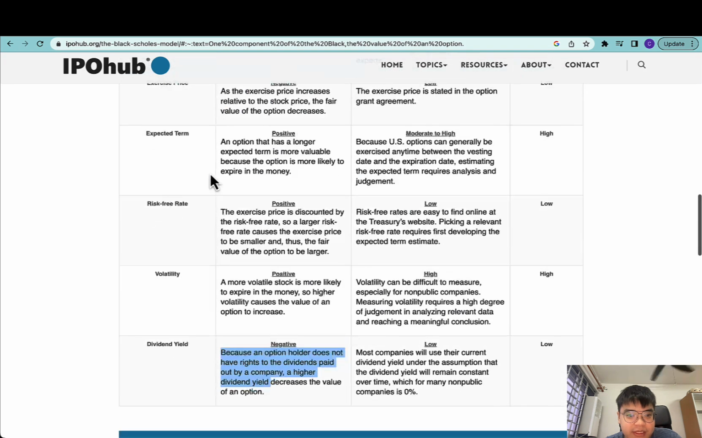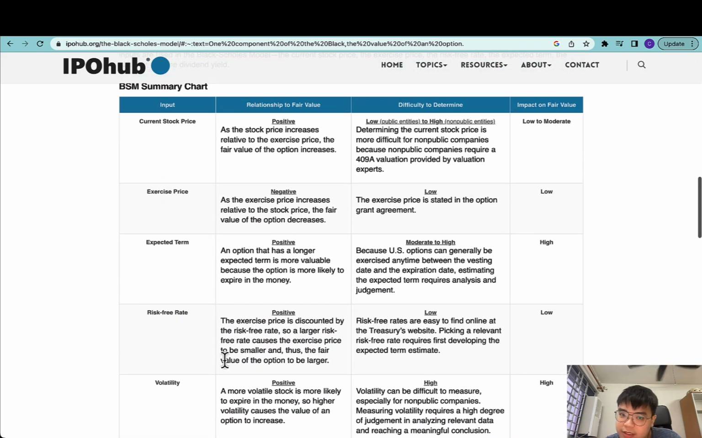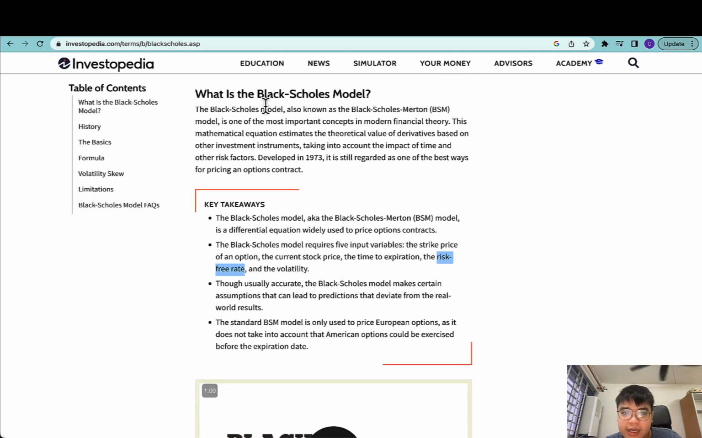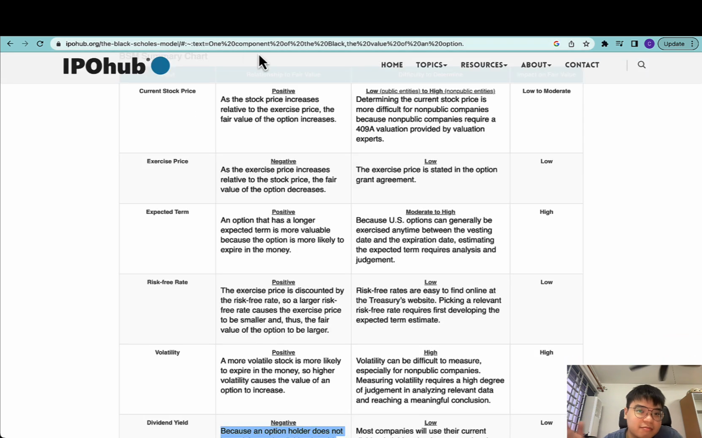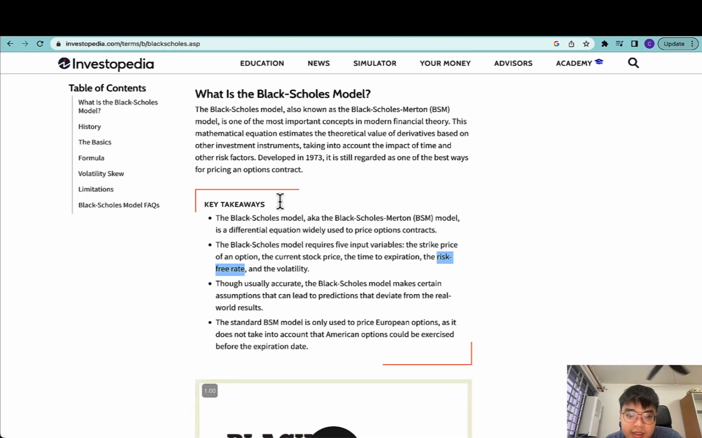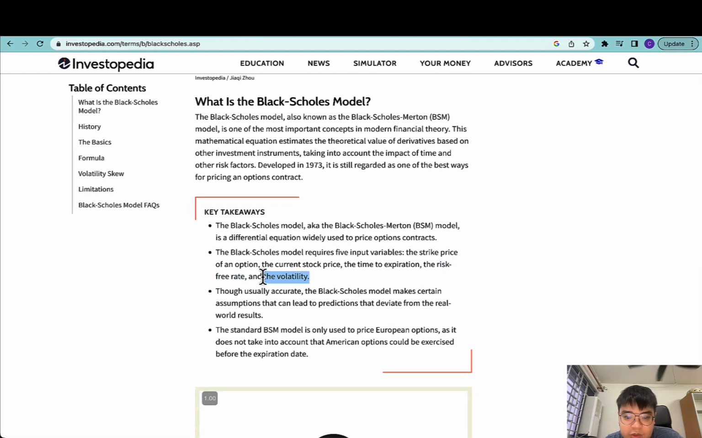In this case, it seems that this IPOHub shows a different variant of Black-Scholes. Here there are 6 inputs, but over here there are 5. But it's okay, we could use either. So let's keep an open mind. Specifically, we are not using the dividend yield here. We can see that there is no dividend yield inside this definition of the Black-Scholes model. But it's okay.